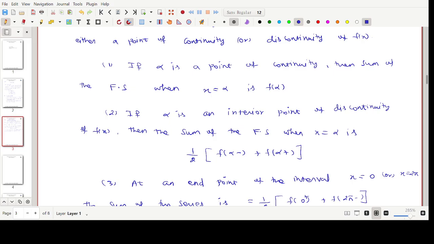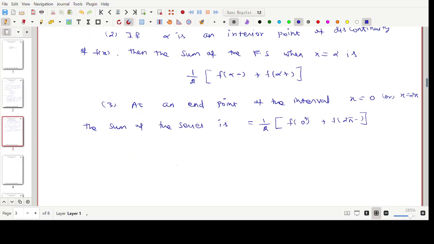If the chosen point alpha is an interior point of discontinuity of the function f of x, then the sum of the Fourier series at x equals alpha is the average of the left hand limit and the right hand limit. What about the third condition? Suppose our chosen point alpha is an end point of the interval. Then the sum of the Fourier series is the average of the end point values.